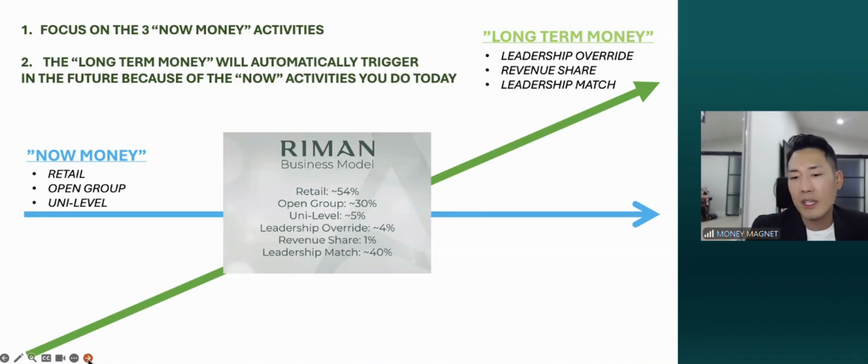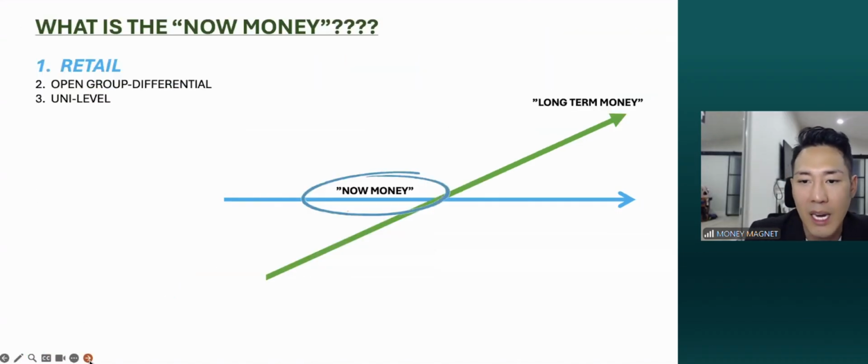Now, uni-level is a very unique way to get paid based upon a win-win situation. A uni-level is based upon how well and actively you build your team and structure it properly. And for doing so properly, structuring your team properly according to the behaviors of the comp plan, they're going to pay you very lucratively. Now, what is the long-term money? The long-term money is leadership override, rev share, and leadership match. A lot of this is going to be triggered based upon the now money activities that you do today. All right, so let's just focus on the now money for now.